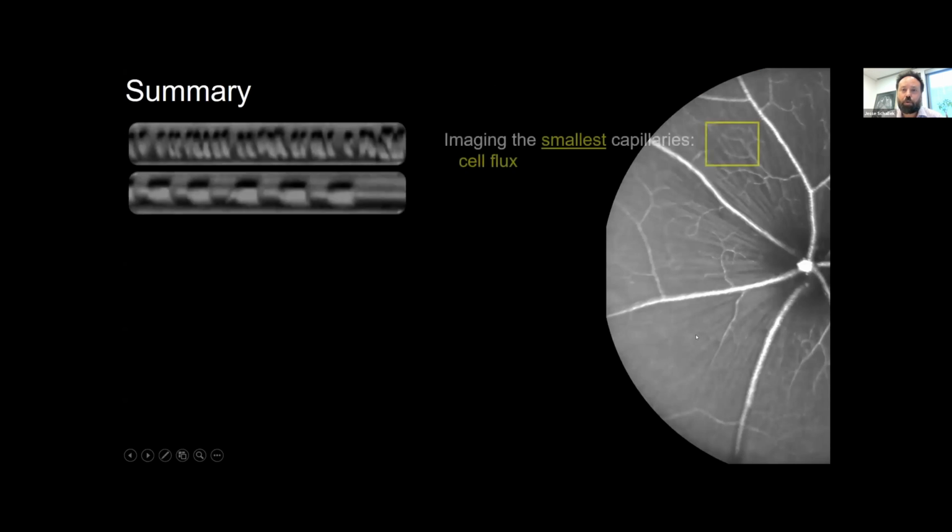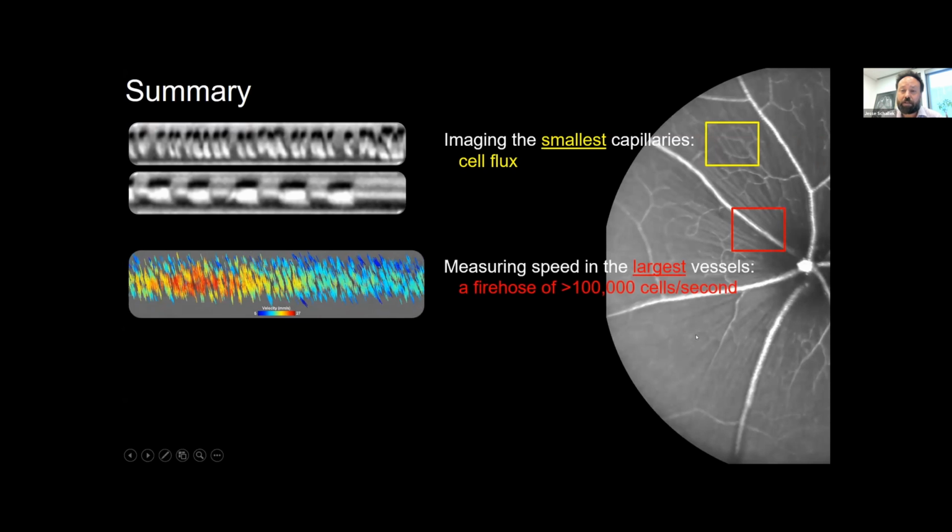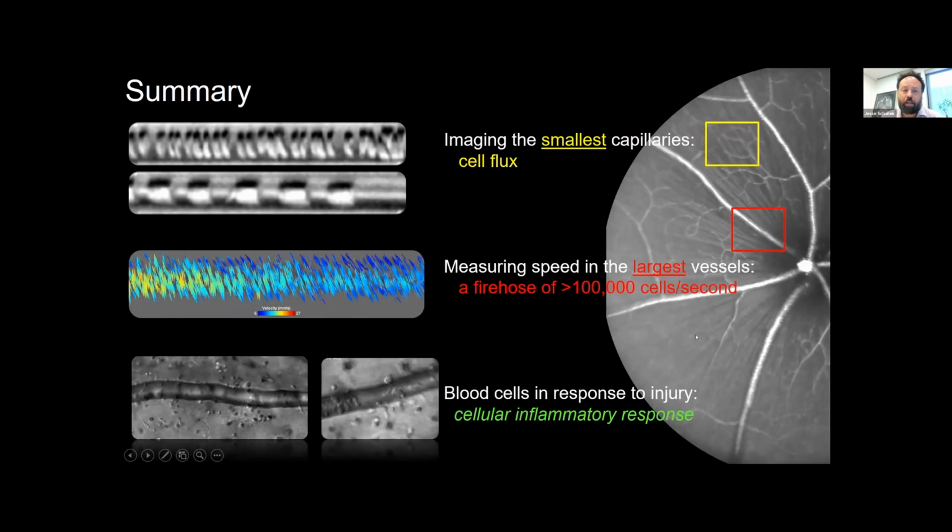So just to summarize the talk, we have three brand new capabilities: being able to image the tiniest of capillaries, being able to image the biggest of vessels and measure blood speed there, and then also finally imaging the immune response inside the living eye.